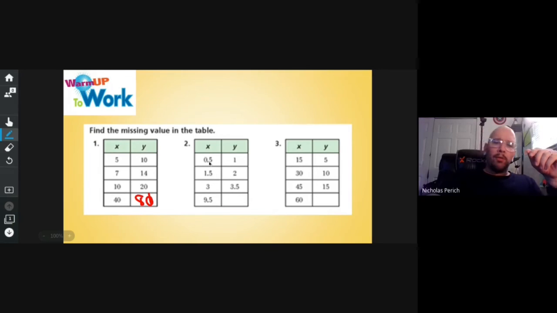I have 0.5. That goes to 1. Okay. I have 1.5. That goes to 2. Okay. And I have 3. That goes to 3.5. So am I multiplying here? No, it doesn't look like it. It looks like I'm adding a half. It looks like I'm adding 0.5. And so if I take my X value, 9.5, and add 0.5 to it, I get 10.